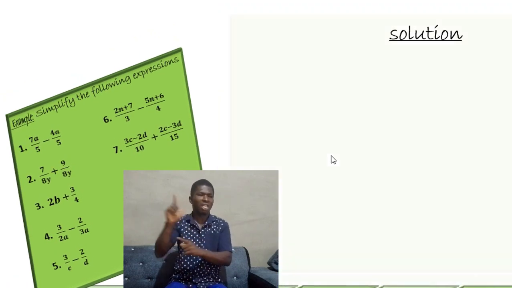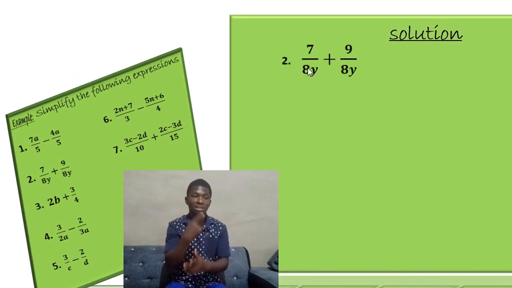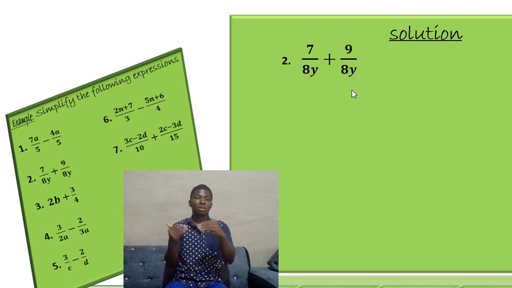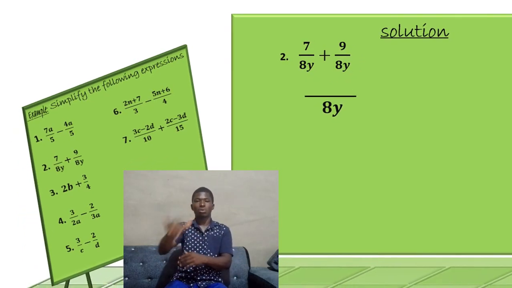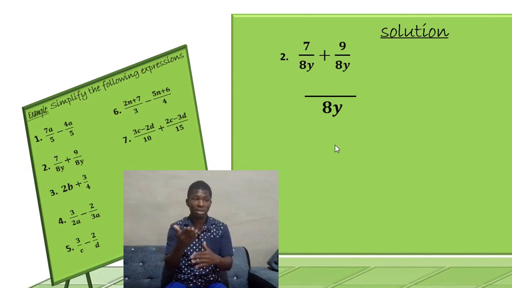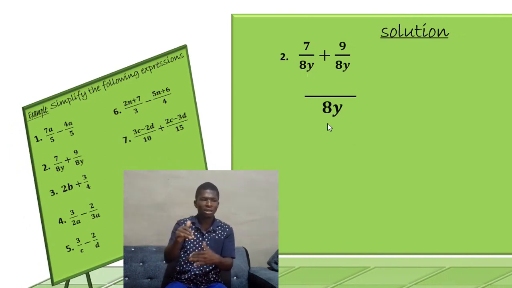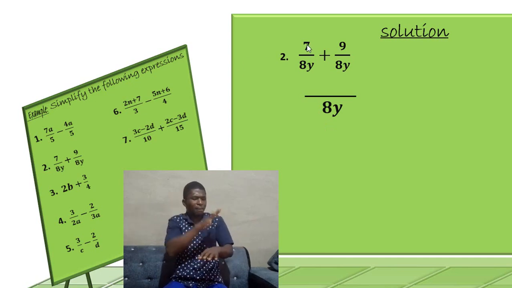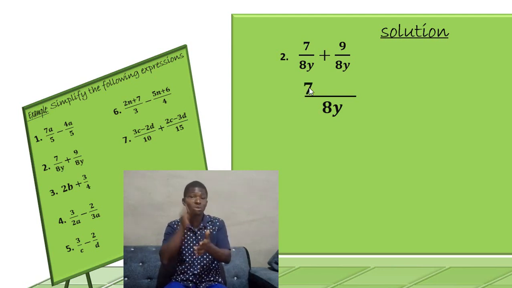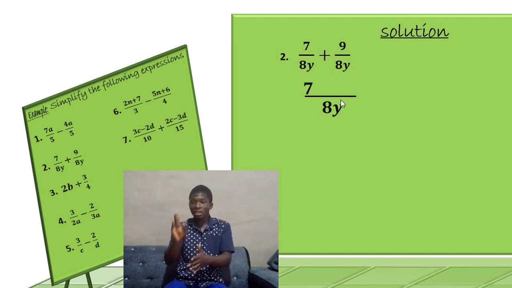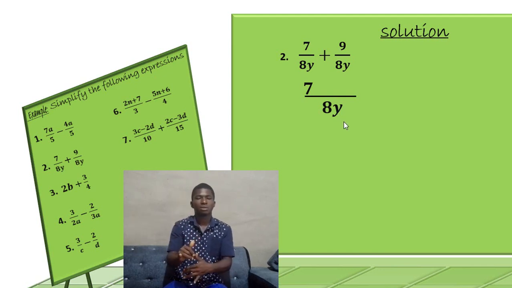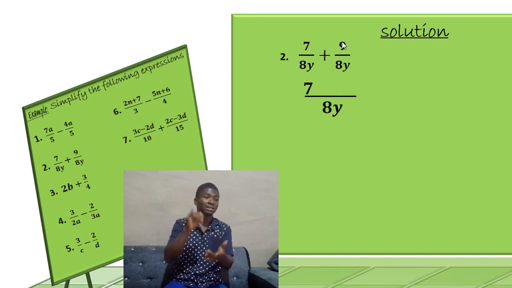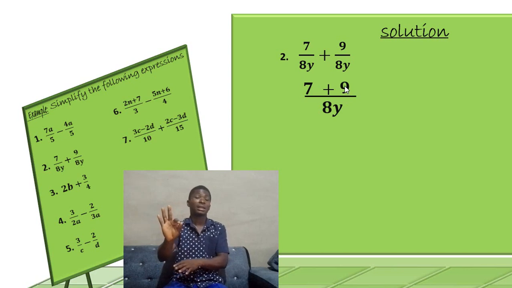Question 2 also has the same denominator, 8y and 8y, and the LCM of 8y and 8y is going to be 8y. So 8y divided by 8y, just like we did the other time, is 1. Then 1 multiplying the 7 up here gives 7. Then 8y again divided by 8y is 1. The 1 now multiplying 9 gives 9.